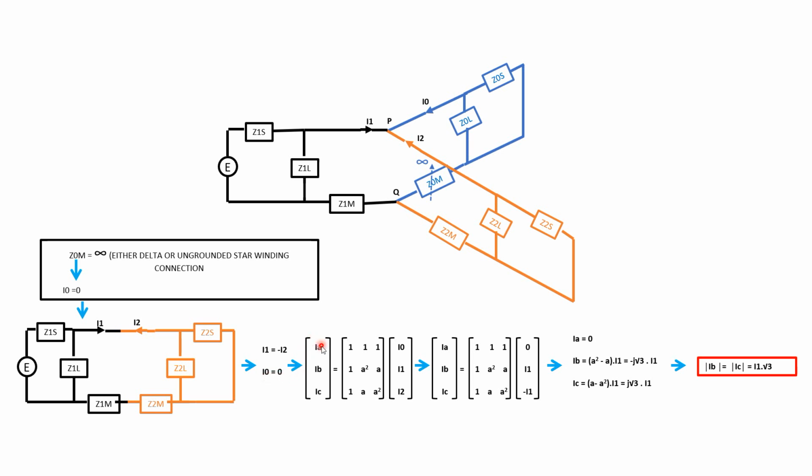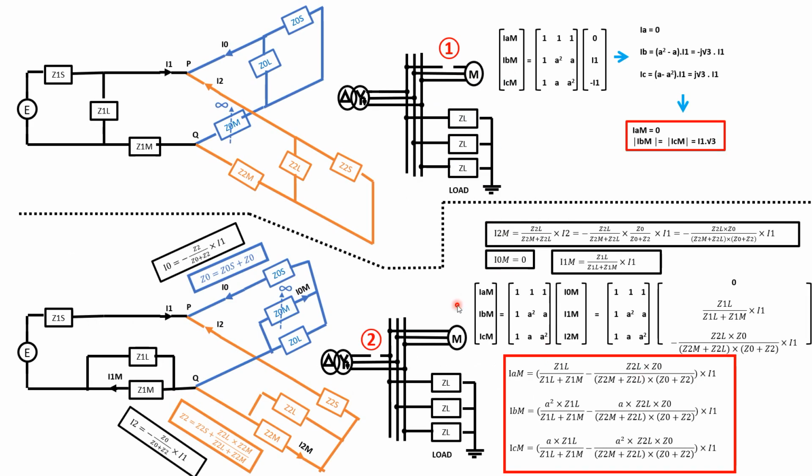Then we have IA, IB, IC for the motor, given by this matrix with I0, I1, I2. We know that I0 is 0, I1 is I1, and I2 is minus I1 because of the model. If we put all this together, we reach this: the magnitude of IB is equal to the magnitude of IC, equal to I1 multiplied by the square root of 3. That's very important.